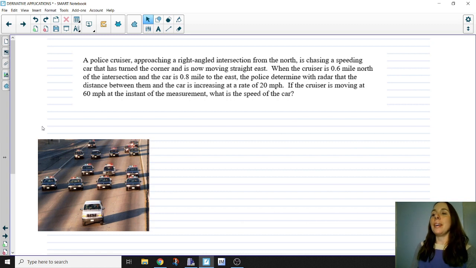All right, so I admit this problem is a little bit contrived. The police are determining with radar the distance between them and how that's changing, not just the speed of the car. Okay, I get it. But still, this problem is fun.